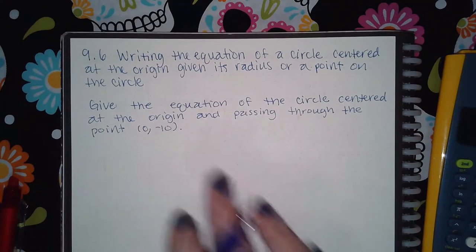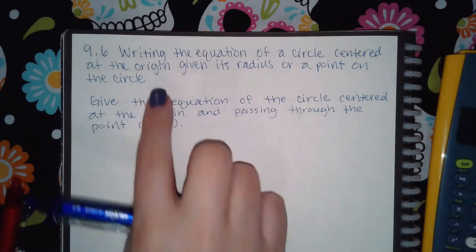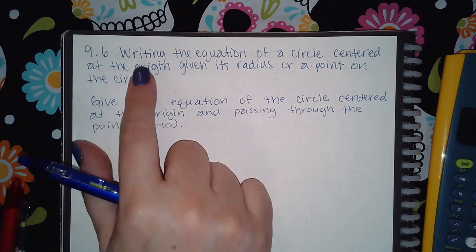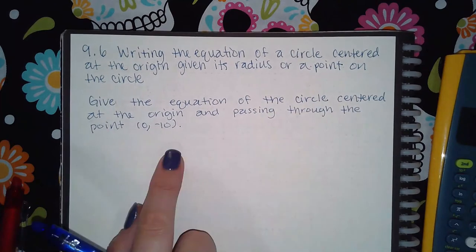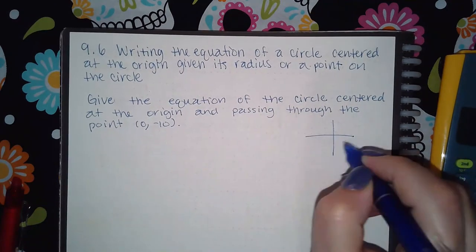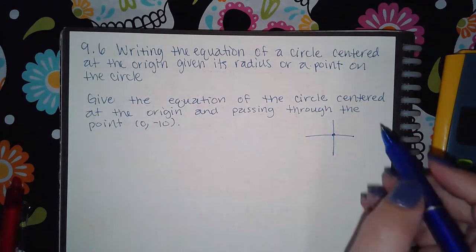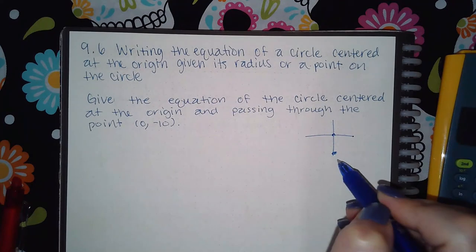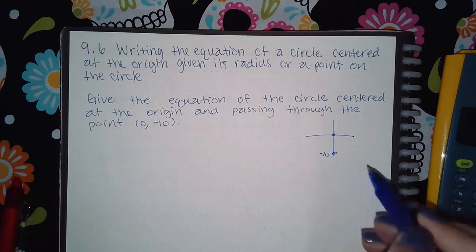So this one is not passing through the origin. Or it is passing through the origin. All of them are passing through the origin. So it says centered at the origin. So I do have it centered at the origin. And then I know that it's also going to go through the point 0, negative 10. So down here at negative 10.